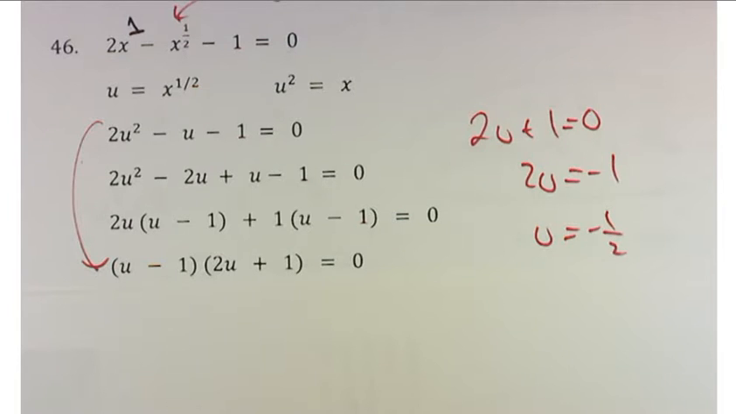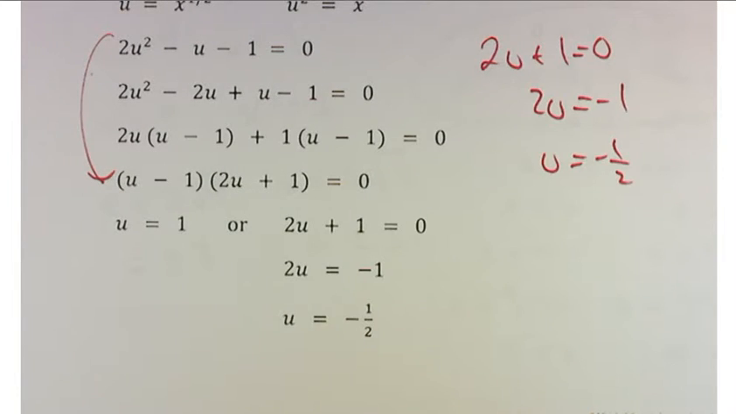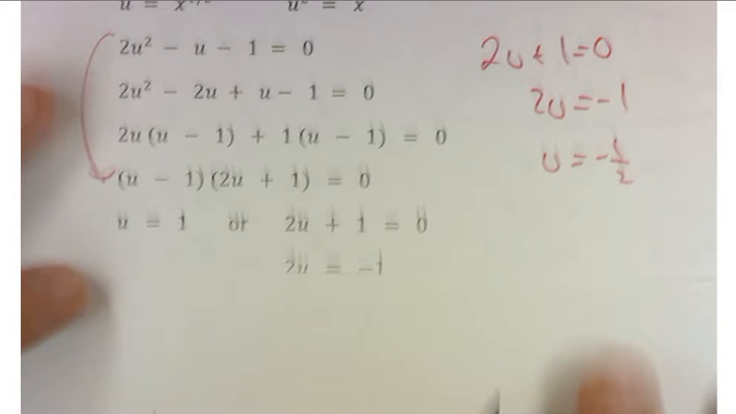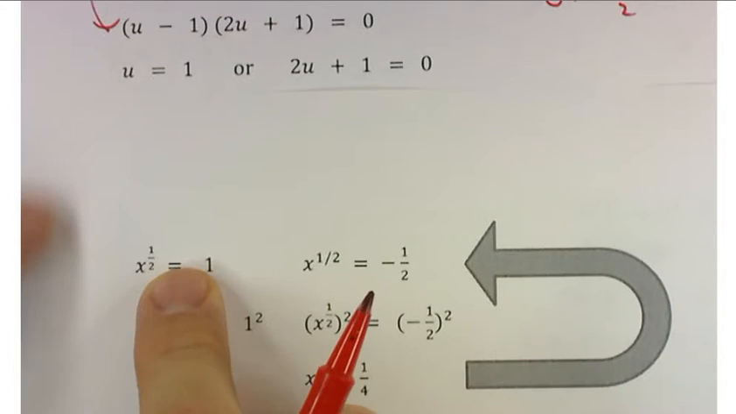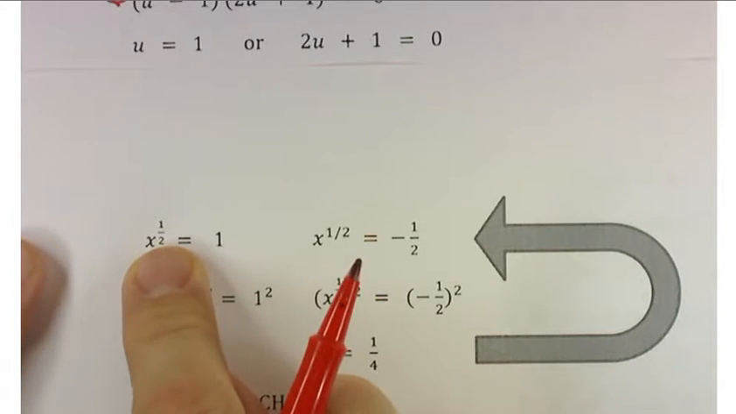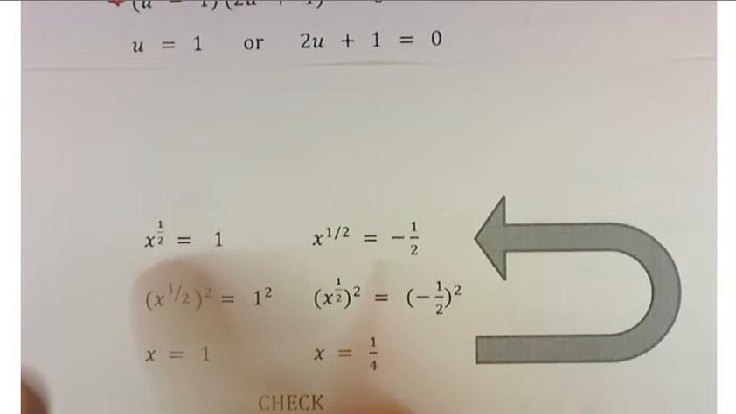Okay, so like I said, there's a couple things that I need to point out in this one. We're going to finish this up by figuring out where these things actually equal 0. So remember, u is taking the place of x to the 1/2. It's on the back side of your handout in case you're trying to follow along.